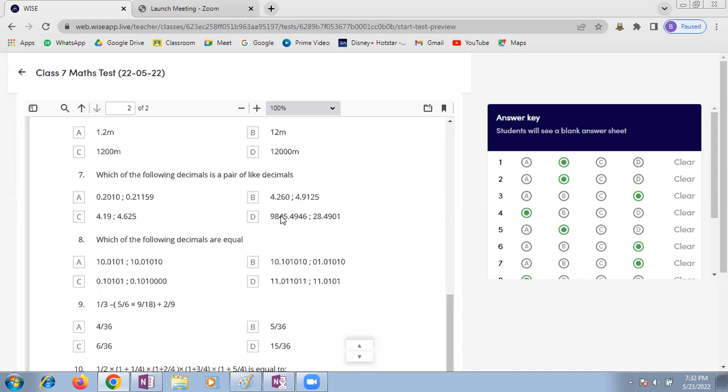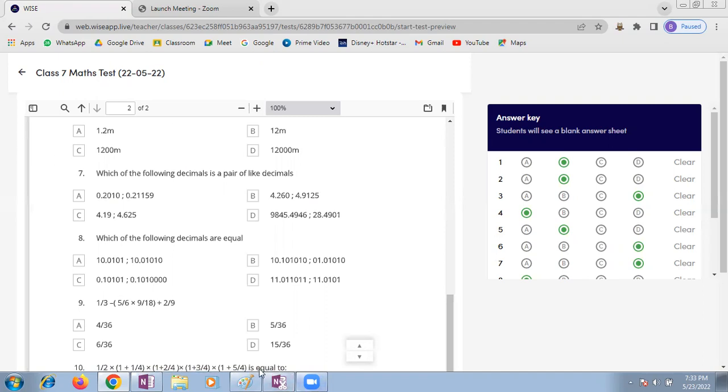If you see the other cases, in B, 1, 2, 3 places here and 1, 2, 3, 4 here. So these are unlike. Coming to option A, 1, 2, 3, 4 and 1, 2, 3, 4, 5, unlike. In option C, 1, 2 and 1, 2, 3. So yeah, ma'am, 2 and 3 is not the same. Correct.